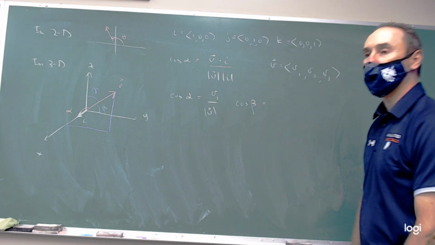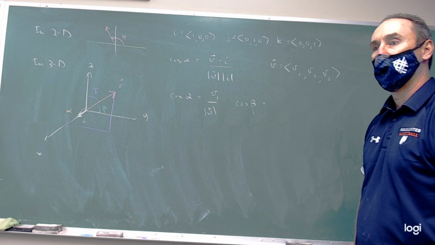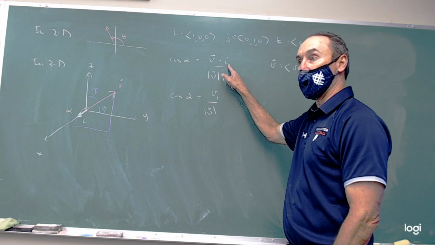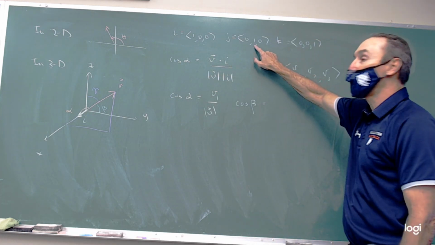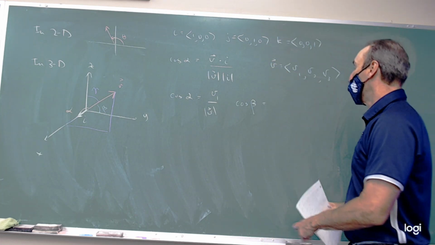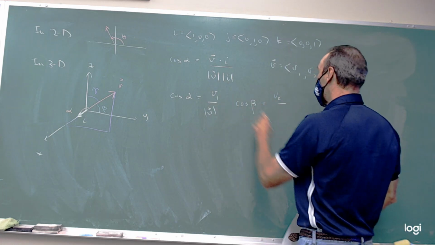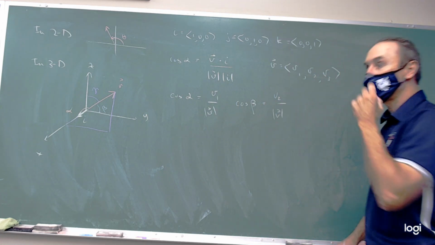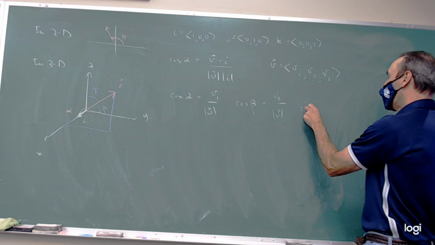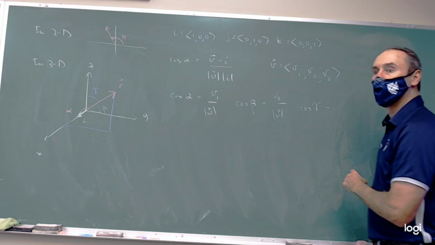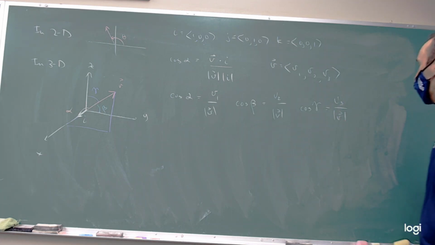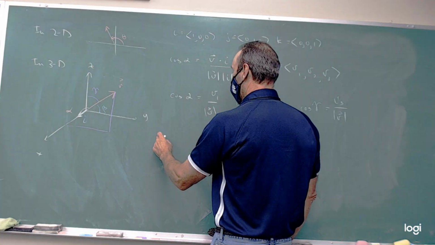Any predictions on the cosine of beta? Yeah, because you take v dotted with j, and when you dot it with j you pick off the y component of vector v, so you get v2. You still have magnitude of v times the magnitude of j, but j is also a unit vector, so we're there. And the cosine of gamma is v3 over magnitude of v. Oh my gosh.